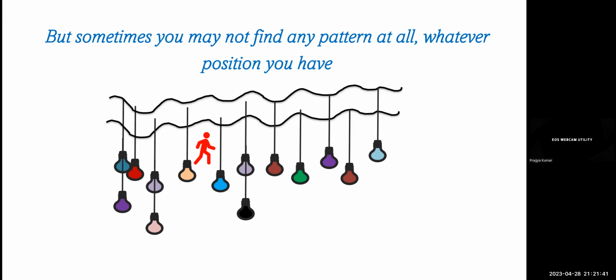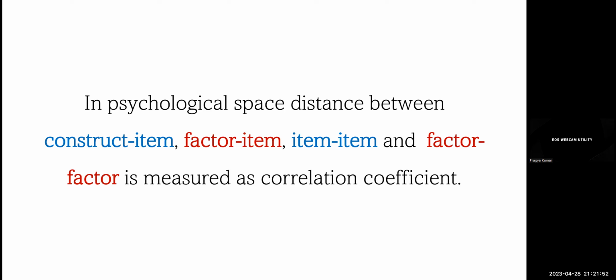So in the psychological space, this distance between, we actually calculate the correlation between... Maybe we can have a brief overview of everything till now in 5 minutes. Okay, Shruti, I'll do that. Before we go to the breakout room, while explaining the interpretation of the table, I will again come back to those theoretical concepts. So in psychological space, the distance between these construct, item, factor is measured as a correlation coefficient.